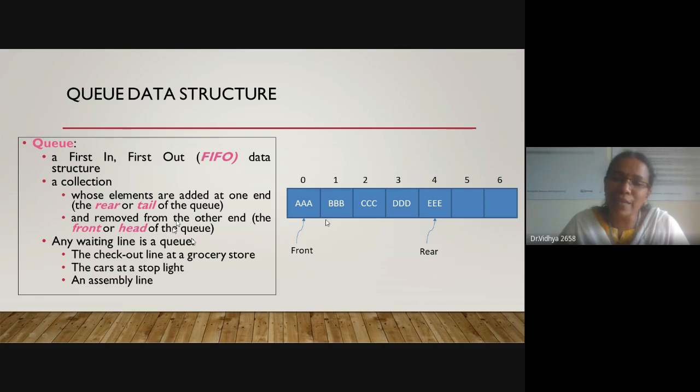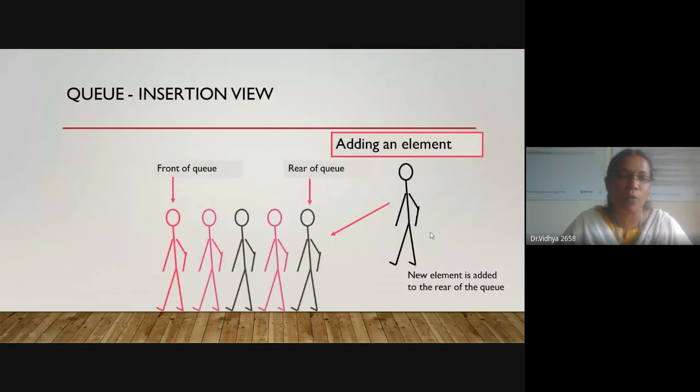So look at this diagram. Here we have the elements A to E. The element at the front of the queue, at the first position of the queue, is denoted by the pointer called front. The element at the end of the queue, that is the last element, is pointed to by the pointer called rear. This will give you a much clearer idea about what a queue is.